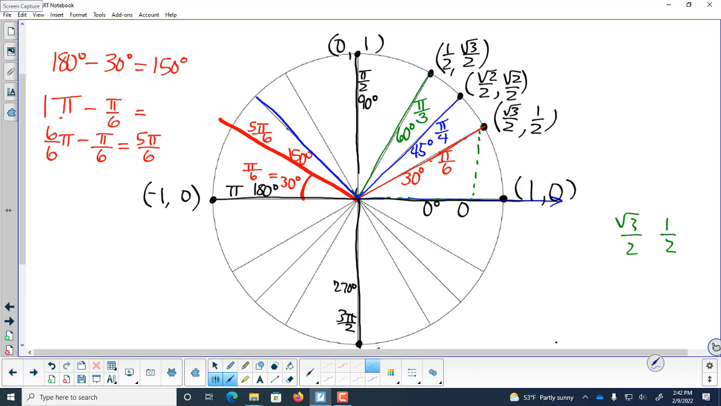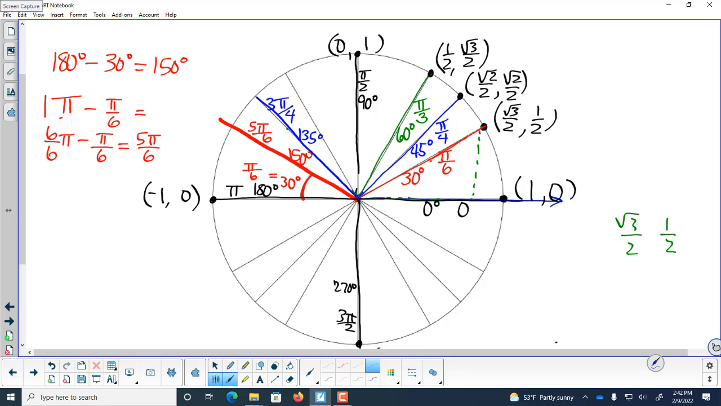It's gonna be how much? 135? 180 minus 45? So let's think of the pi thing. 1 whole pi is 3 pi over 3. Oh, sorry. 1 whole pi is 4 pi over 4, right? So 4 pi over 4 minus 1 pi over 4 is 3 pi over 4. So do you see how it's 1 less than the denominator? The numerator is 1 less than the denominator.